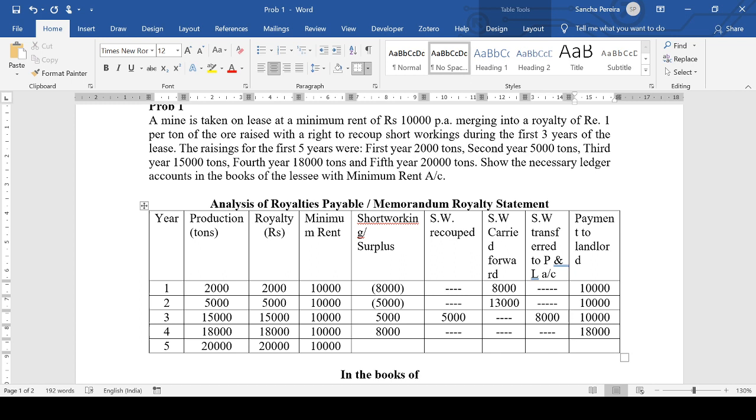Clear? Same thing last year. You have a surplus of 10, no short workings. And how much will you pay the landlord? The complications in these problems are this recovery of short workings. That's it. If there's any complication, they'll make that complicated. How to recover that short work. So if you see across problems, we'll be doing almost the same thing, except when it comes to that recovery of how to show that recovery.